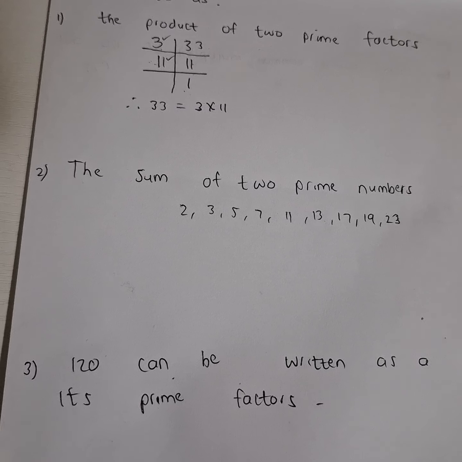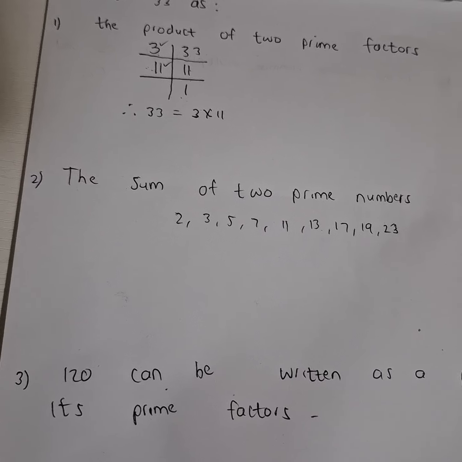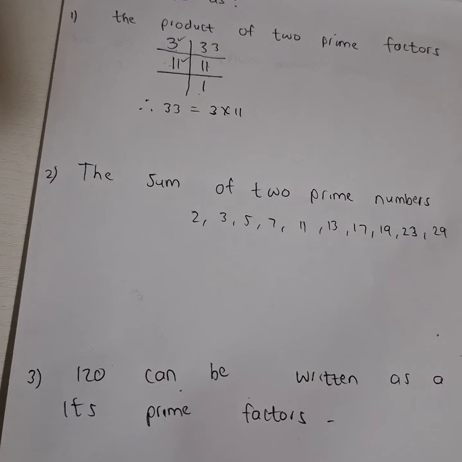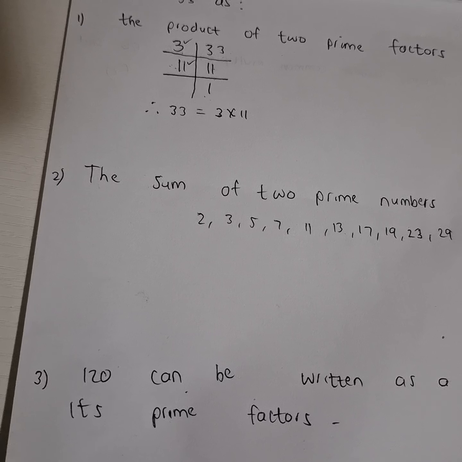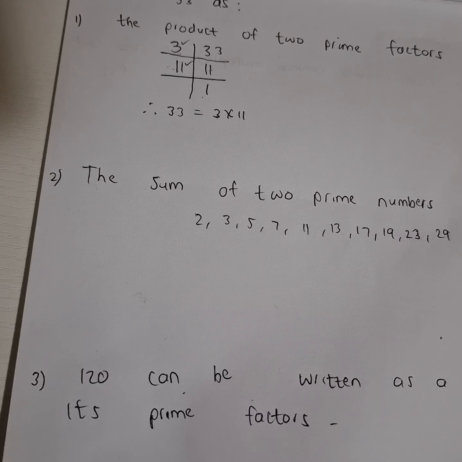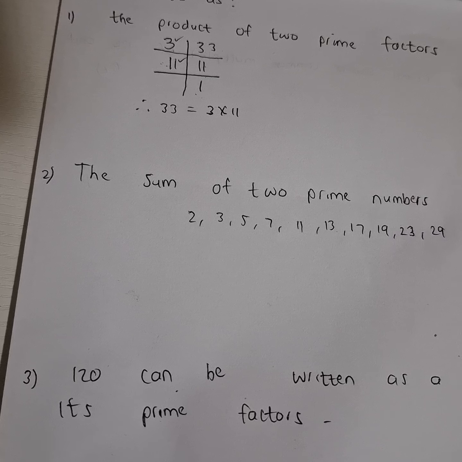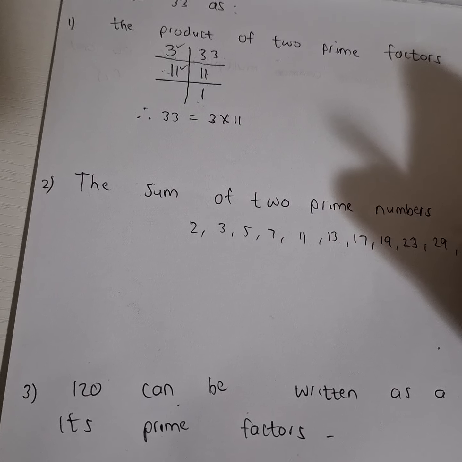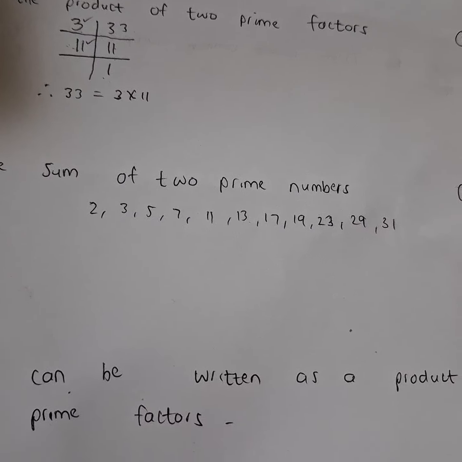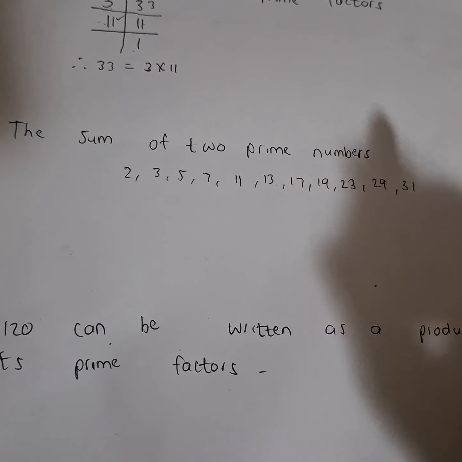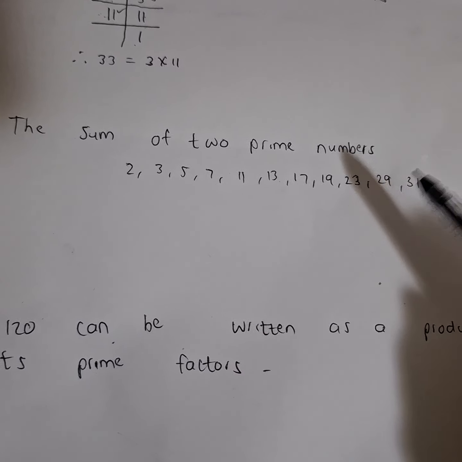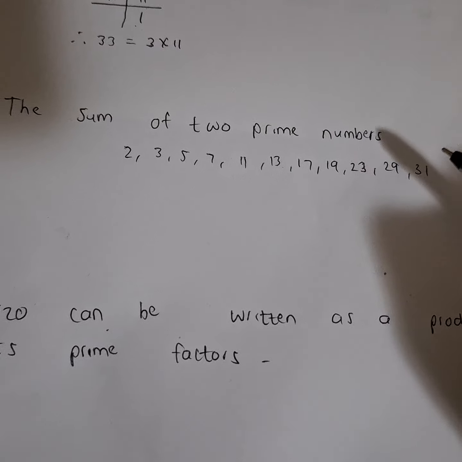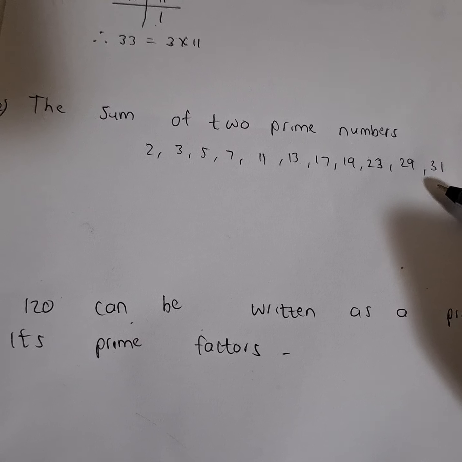24, 25, 26, 27, 28, 29, 29 is a prime number, and then obviously the trusted 30, 31. 31 is a prime number. So what we basically want to check here is, what are the two prime numbers that when added together give us 33, and that's basically what we want.